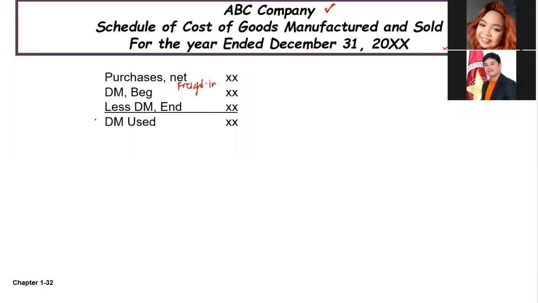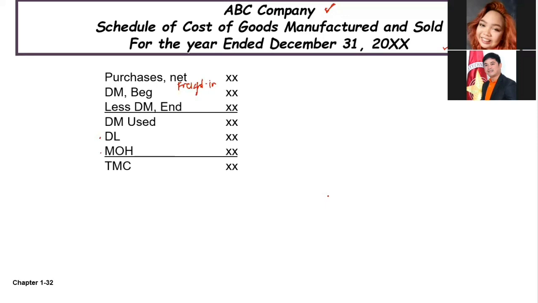And after that, di ba, when we purchase materials, ito na yung issue to production. What do we need? Yung number 3, yung labor. Yung number 4, yung overhead naman. Actually, number 5 na pala siya. Okay? So when we charge to production, yung labor and overhead, ayan na po siya. So what do we call yung sum ng tatlo? The total manufacturing cost.